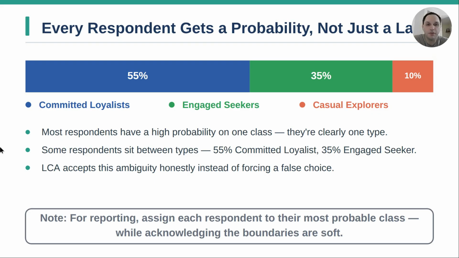Their assignment might be 55% Committed Loyalist and 35% Engaged Seeker. LCA handles that ambiguity honestly rather than forcing a choice. For practical reporting, you assign each respondent to their most probable class, but you remember the boundaries between types are soft, not hard.